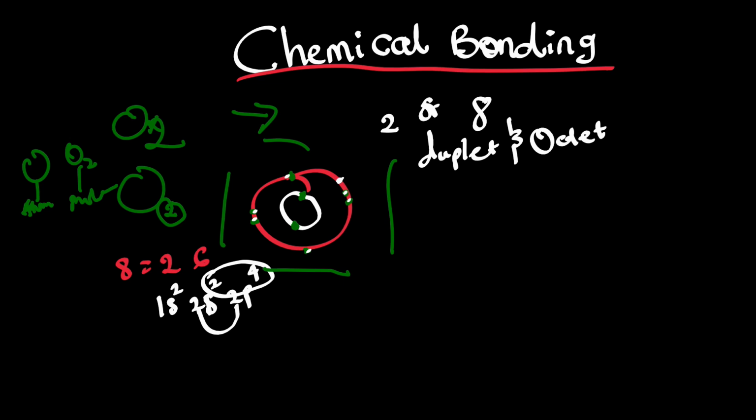Now what I'm trying to establish is that chemical bonding is all about balancing or satisfying this rule, that is the duplet and the octet rule.